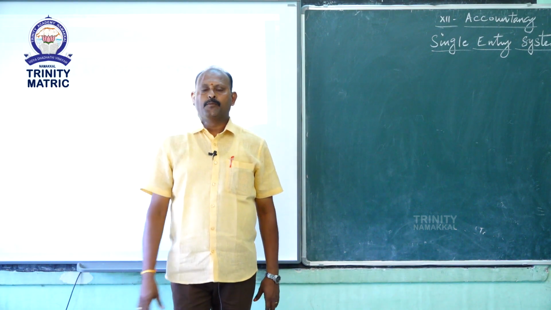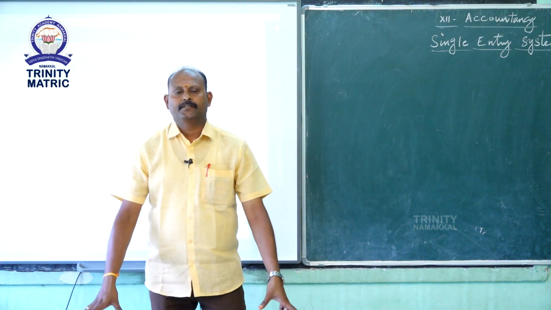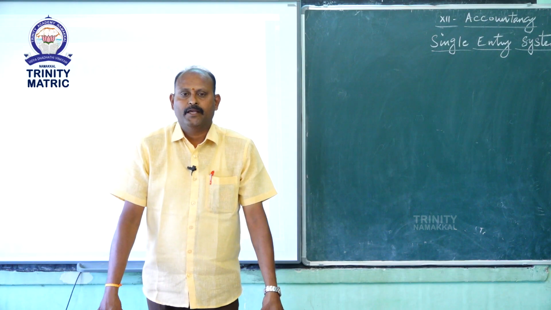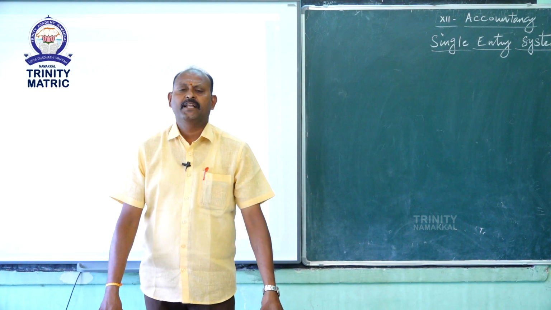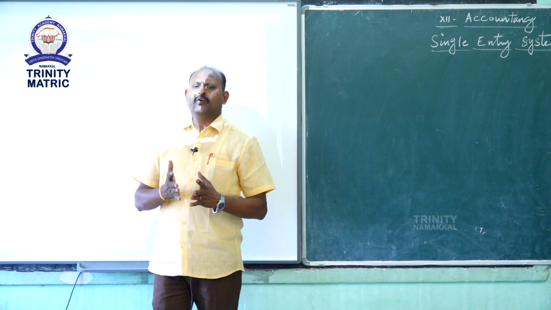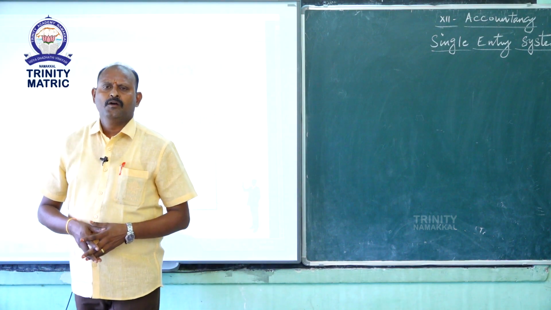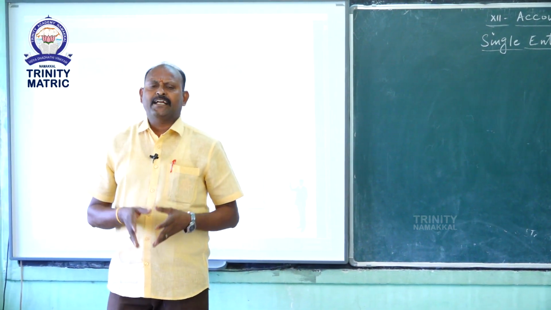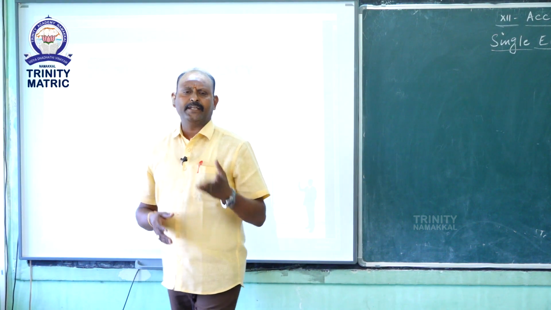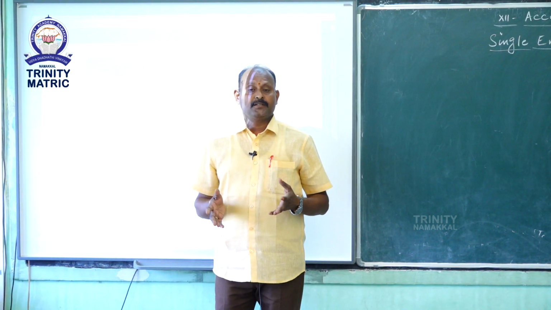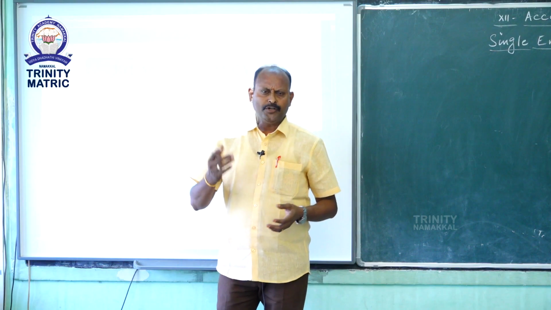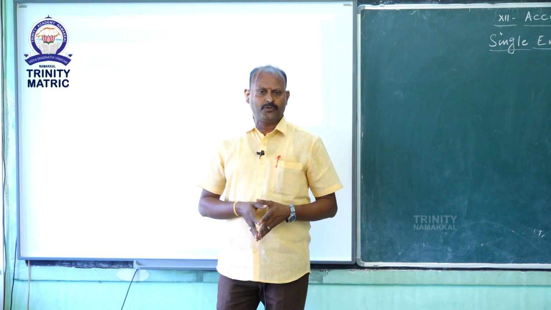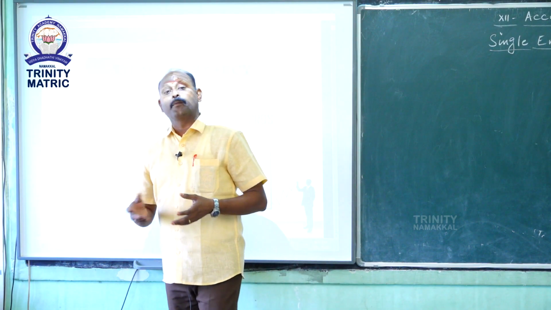Today, we are seeing the 12th standard accountancy, unit 1, accounts from incomplete records. It means single entry system. First, we know the meaning of single entry system. Normally, all the accounting transactions are recorded in the double entry aspect. It means debit and credit. You know the accounting rules. There are 3 accounting rules like personal account, real account and nominal account.